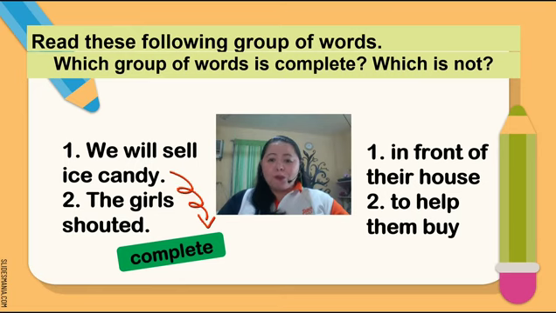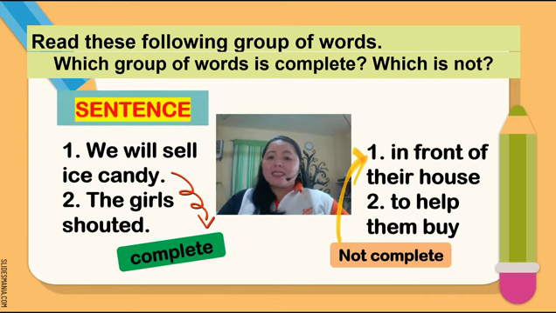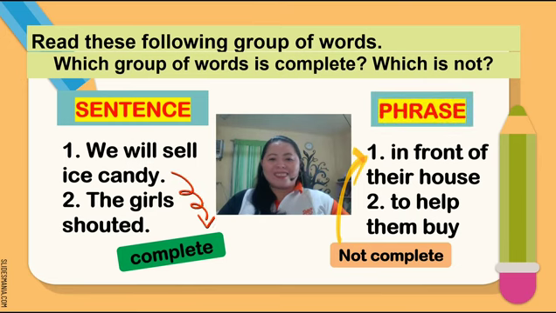These are the group of words that are complete. But the other one is not complete. We will sell ice candy, the girls shouted, are examples of what we call sentences. The other one that is not complete is called a phrase.